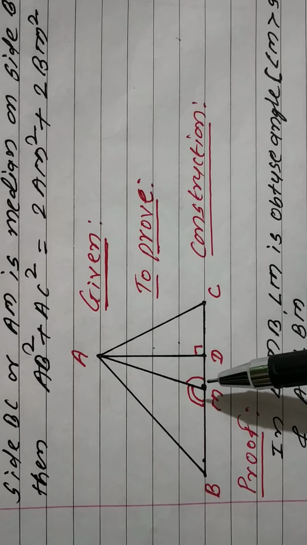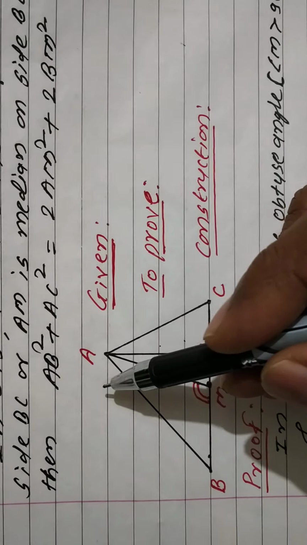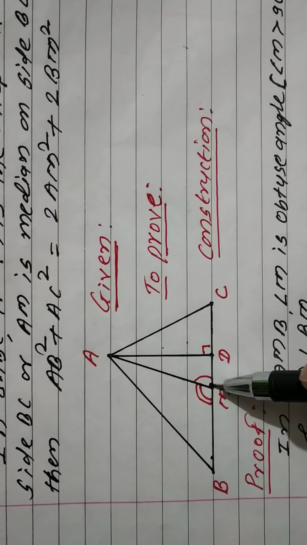I draw the triangle ABC, in which point M is the midpoint of side BC, means AM is the median. Given: in triangle ABC, M is the midpoint of side BC. This is given.